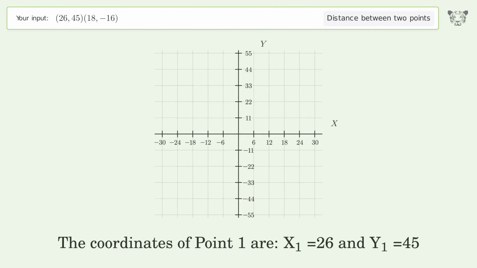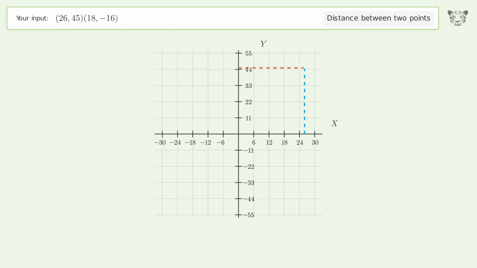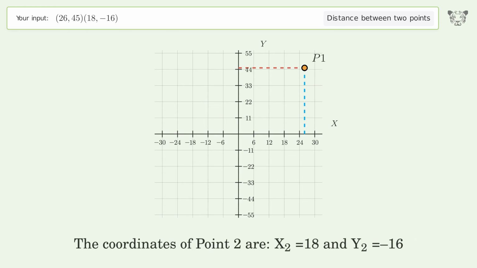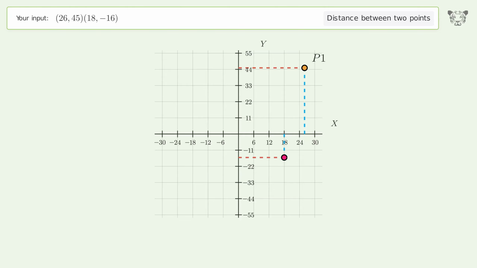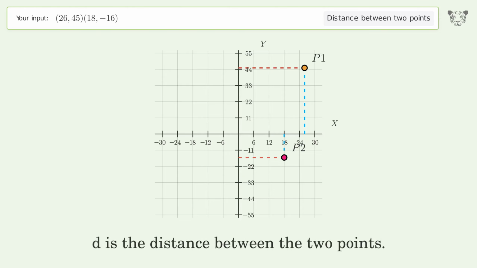The coordinates of point 1 are, x1 equals 26 and y1 equals 45. The coordinates of point 2 are, x2 equals 18 and y2 equals -16. D is the distance between the 2 points.